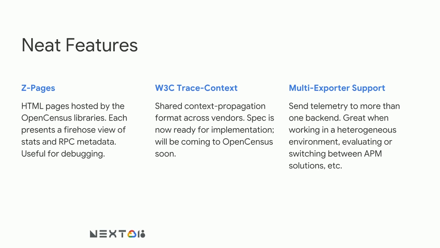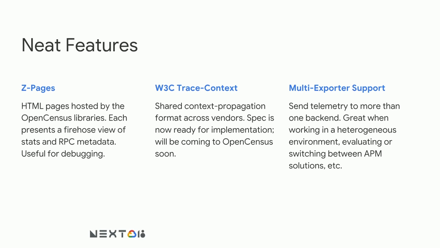OpenCensus also includes some neat features. So I mentioned analysis earlier. While it's mostly an instrumentation project, OpenCensus also gives you some very quick ways to understand what's going on in your app. The most prominent of those is something we call Z-pages.